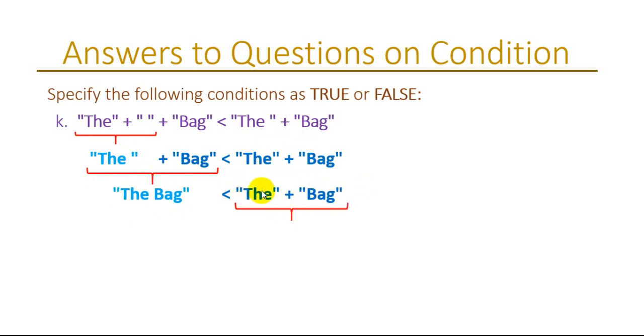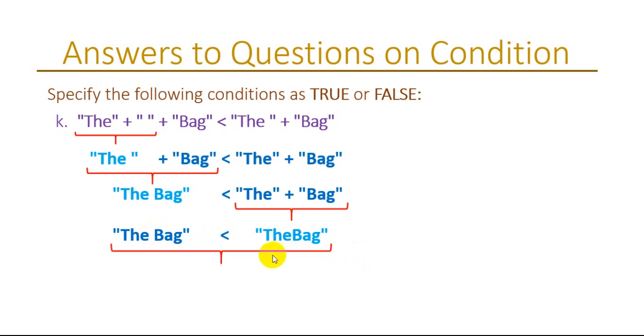When you add these two, there are no spaces anywhere within the brackets. So you get "thebag" without any spaces, unlike here. Here we got "the bag" because there was a space coming from this space here. Okay, right. So now we have this expression: "the bag" less than "thebag" without a space. The "the bag" with a space here, less than "thebag".